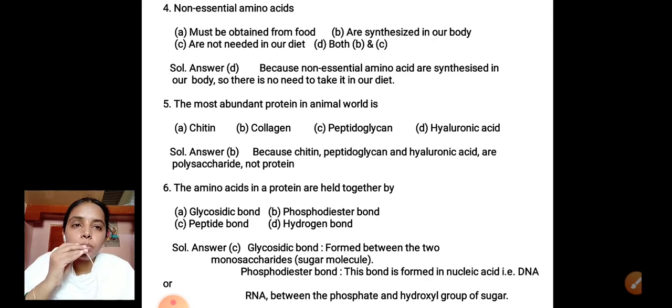The amino acids in a protein are held together by. Here the given options: glycosidic bond, phosphodiester bond, peptide bond and hydrogen bond. The glycosidic bond is formed between monosaccharides, whereas the phosphodiester bond is formed between nucleotides, that is during the formation of DNA. The peptide bond is formed between amino acids. The hydrogen bond is specific to the formation of the primary and secondary structure of a protein. So the amino acids are linked together by peptide bonds. That is the correct option, that is C.